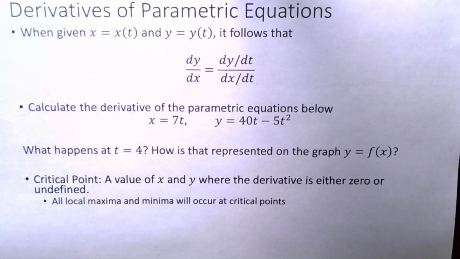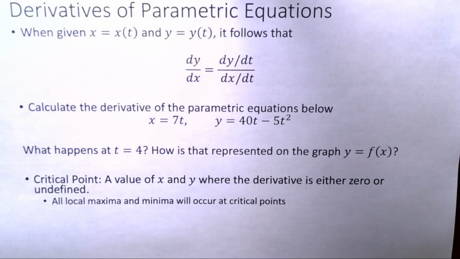So this first part is the definition that we just talked about restated, and that is for a pair of parametric equations, we can find the derivative of y with respect to x by taking the derivative of y with respect to t and dividing it by the derivative of x with respect to t.